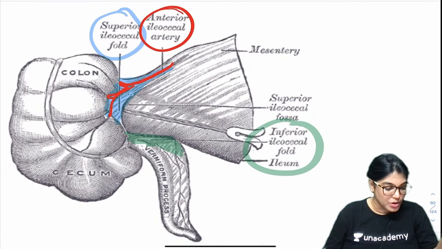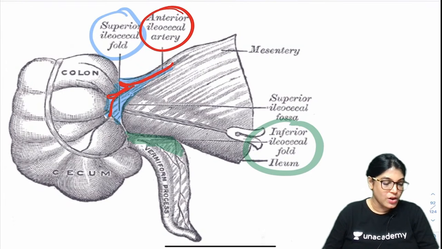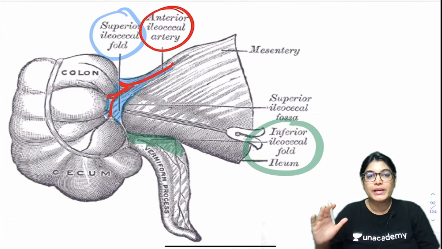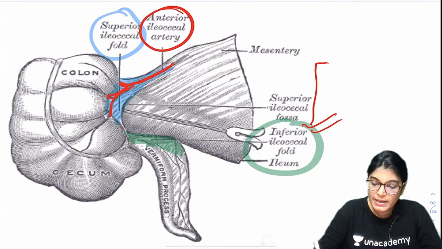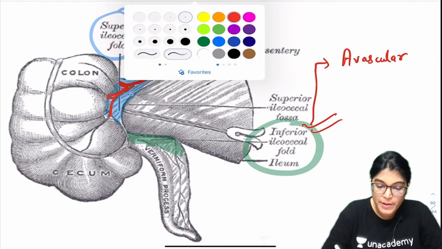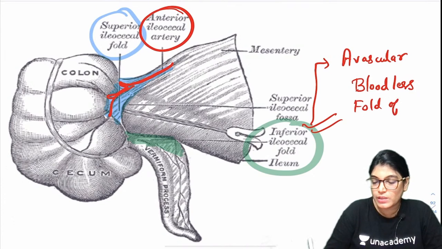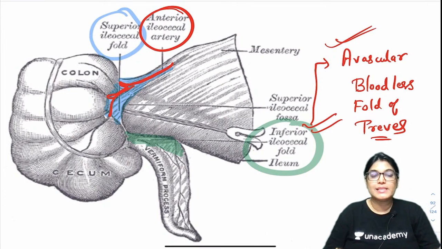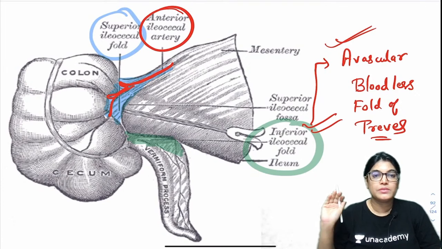You must have got the doubt from these two options only. Welcome to the session, dear. In the inferior ileocecal fold, you can see no artery is traversing. So the inferior ileocecal fold is avascular, and this is also called the bloodless fold of Treves. A particular name is given, bloodless fold of Treves, because there is no arterial supply, and in the superior ileocecal fold there is the anterior ileocolic artery.